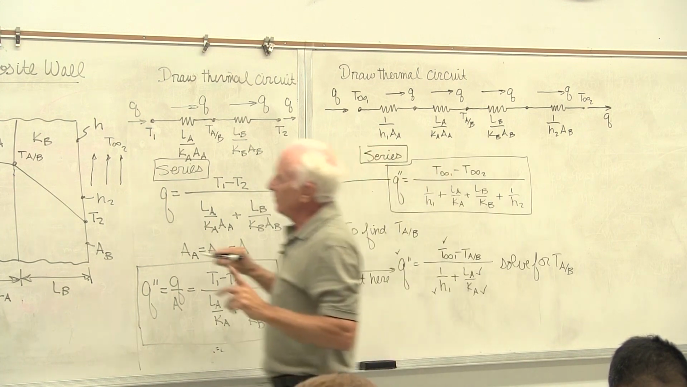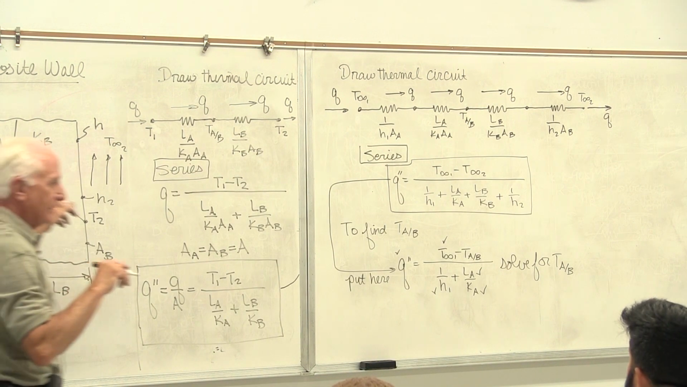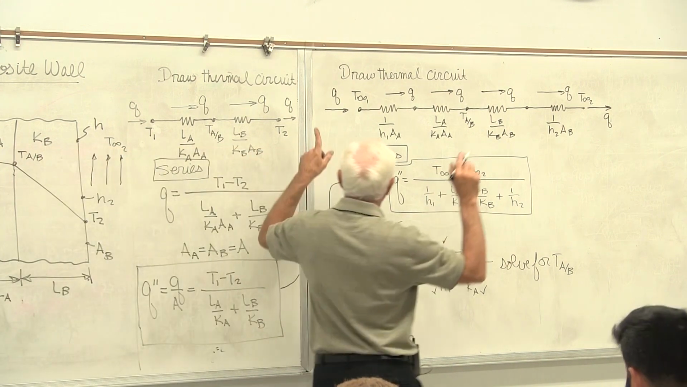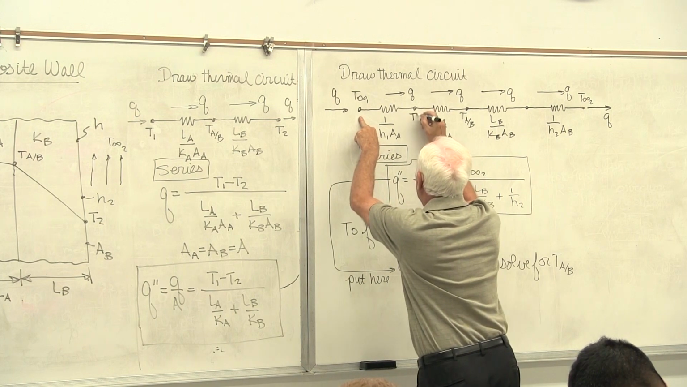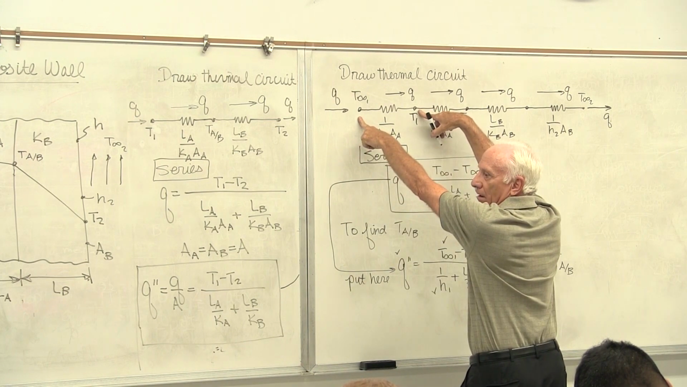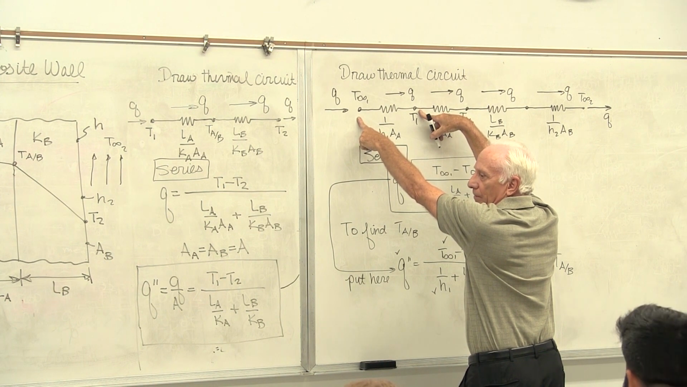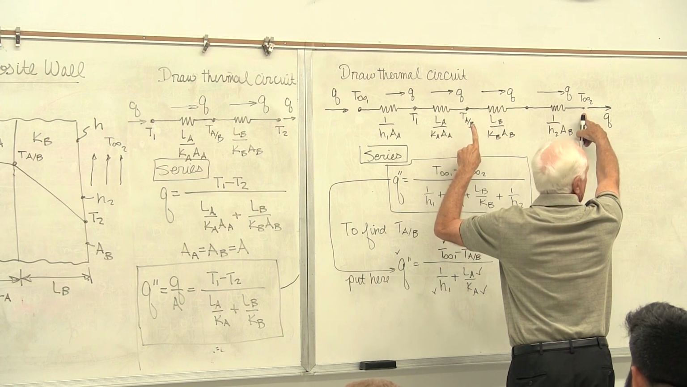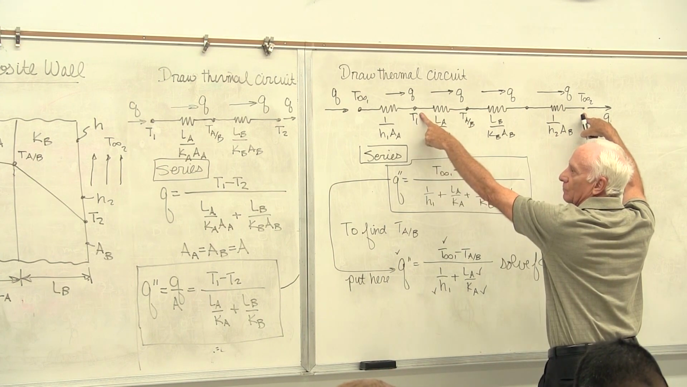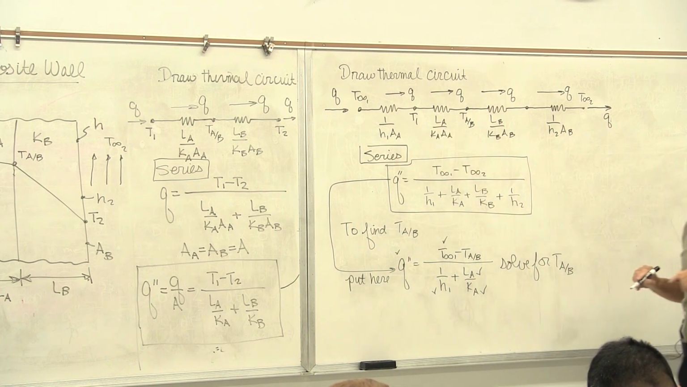Somebody says, yeah, but you know what? I want T1. Okay, same rule. Put your fingertips between the temperature you know and the temperature you want to find there. Solve for T1. If you don't like doing it that way, put one fingertip here. I know T infinity 2. Other fingertip here, T1. Solve for T1. You get the same answer.